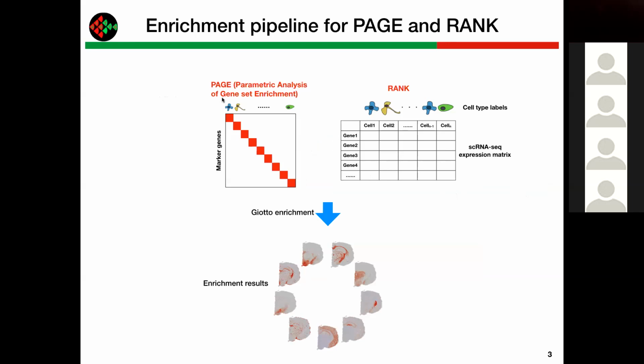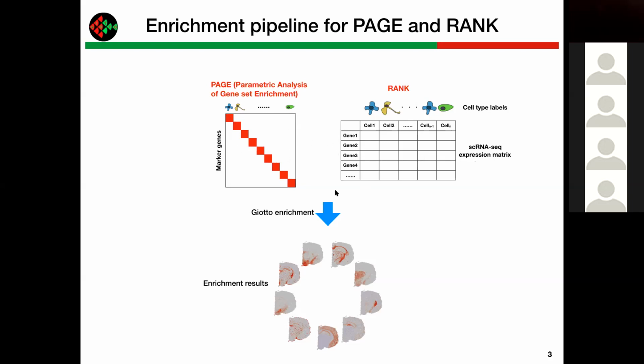Here I show you PAGE and rank, two different enrichment methods that, based on the gene expression pattern of different cell types, can predict the enrichment of a spot. PAGE and rank are two complementary algorithms. For PAGE, if you know the marker genes of several cell types you are interested in, you can just use this marker gene list as the input of Giotto, and you do not need the expression values of these marker genes. For rank, if you have single cell RNA sequencing expression data with all the different cell types already labeled, you can use the expression and the cell type labels as the input to the enrichment analysis.